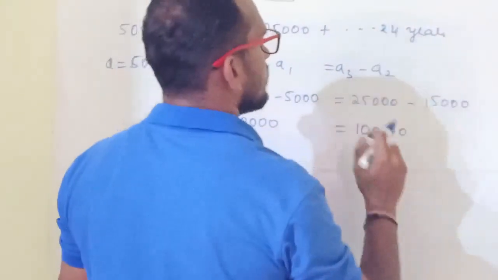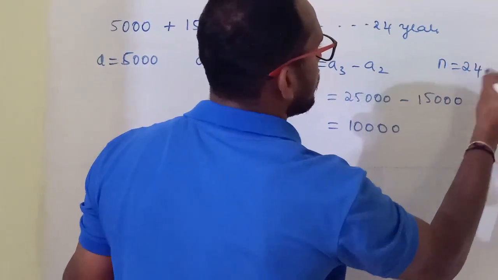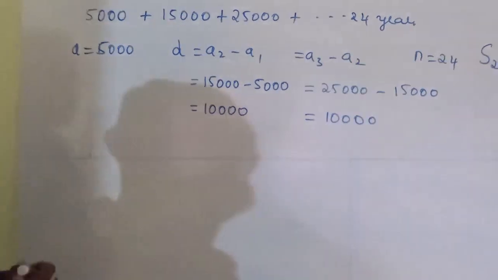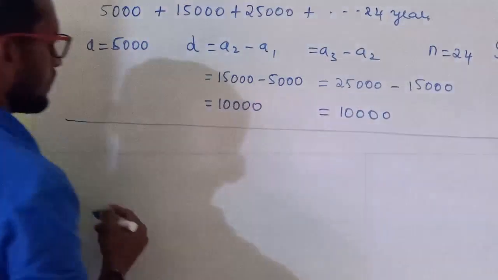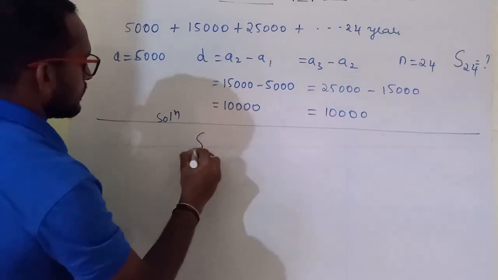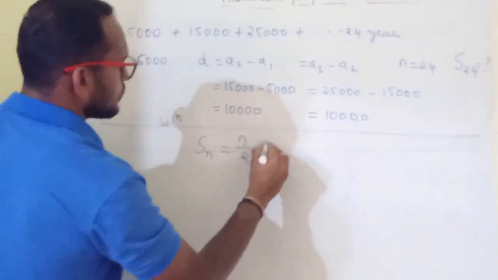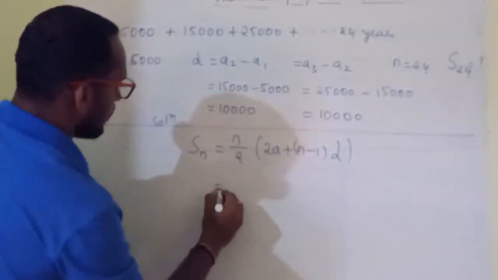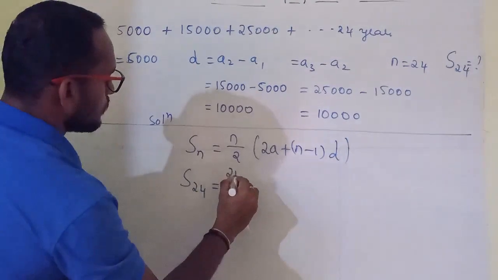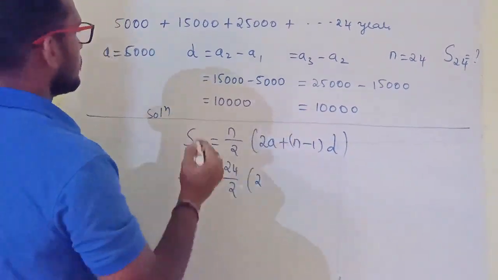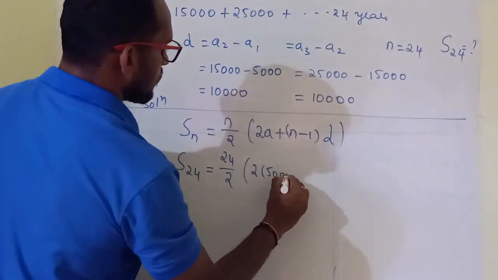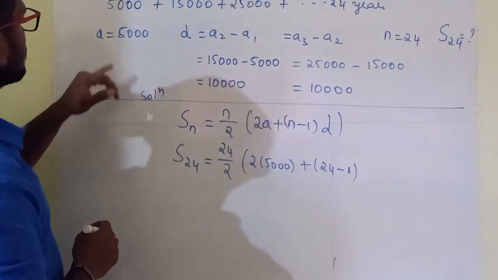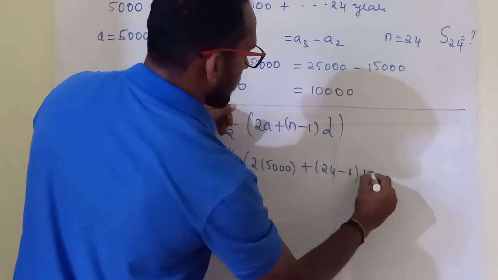So you need to find up to 24 years. Let me assume n is equal to 24 and calculate S24. If I find S24, we'll get the whole sum. So let's do it using the formula. Sn is equal to n by 2 times (2a plus (n minus 1) into d). Let's put the values in. S24 is 24 by 2 times (2 times a, where a is 5,000, plus (24 minus 1) into the common difference, which is 10,000).